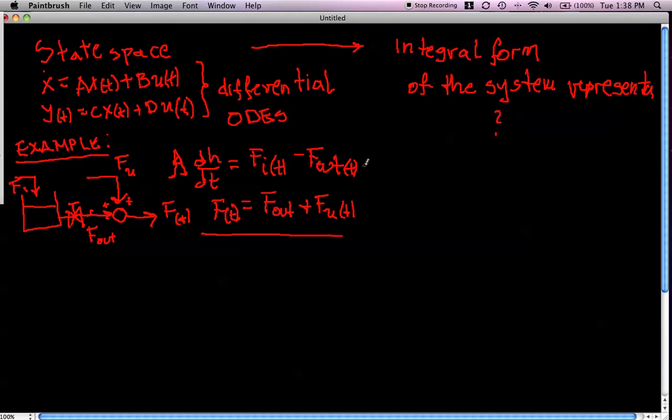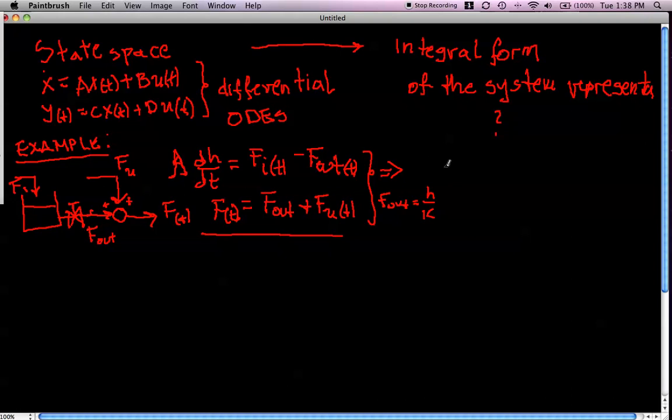In other words, if we just apply what we already know, and that's that there is a linear characteristic that relates the height of this tank and this flow. F out, I will just specify here, F out is equal to H by K.